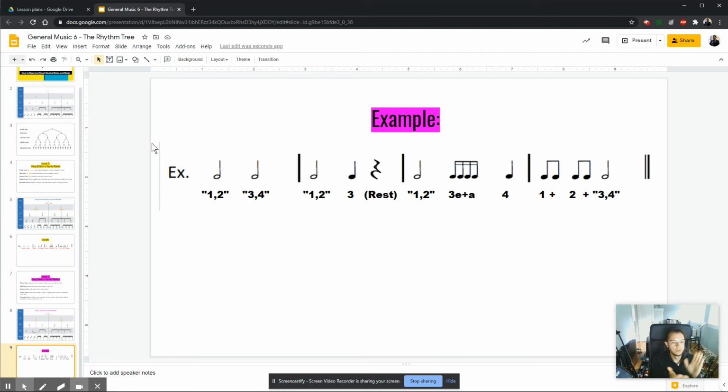Again, you're clapping at the beginning of each note. So you're clapping 1, 2, 3, 4, but you're saying all the counts. 1, 2, 3, 4. 1, 2, 3, rest. 1, 2, 3, e and the 4. 1 and 2 and 3, 4.